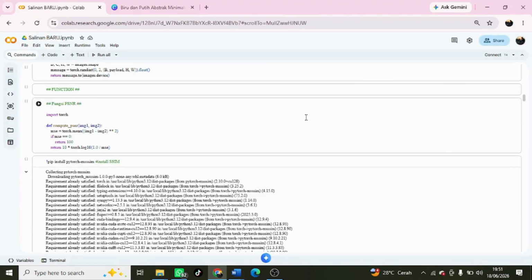The first function used is the peak signal to noise ratio, or PSNR, followed by the structural similarity index measure, or SSIM. In addition to image quality, the study also measures the success of the message extraction process using the error rate.